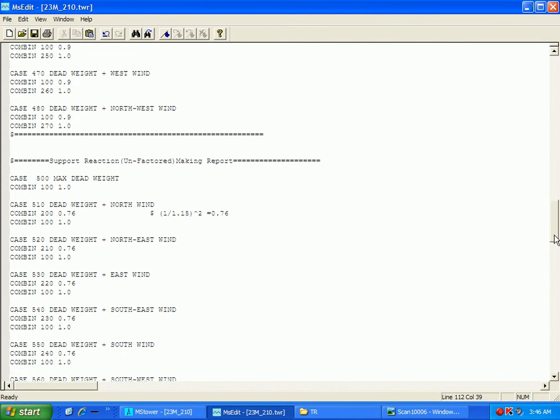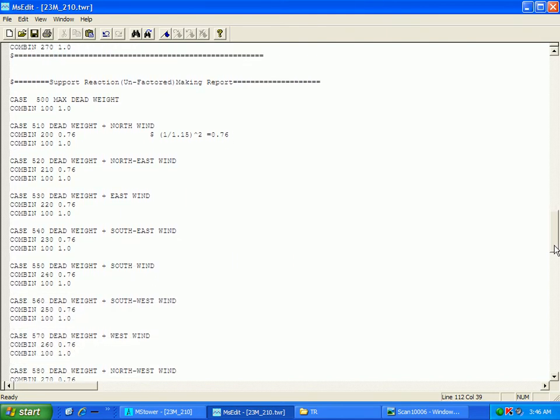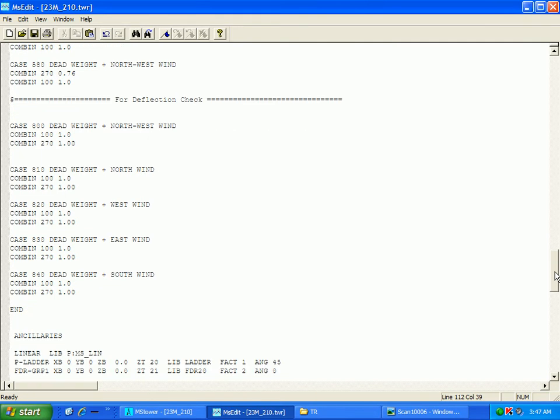And for support reaction for unfactored load combination for foundation design or any other case, we have made the other loading values. Remember that for dead load it will be multiplied by 0.76. 0.76 is nothing but 1 by PSFM squared, 0.76. And for deflection check, all load combinations will be multiplied by 1.